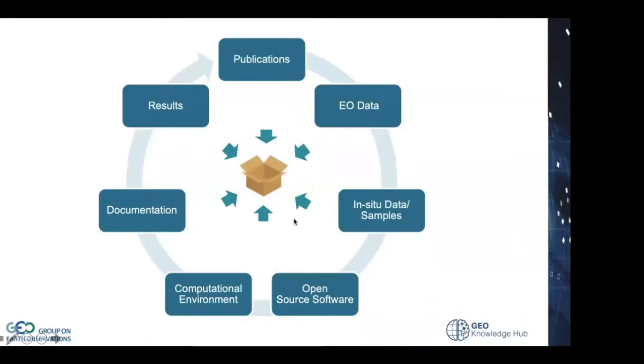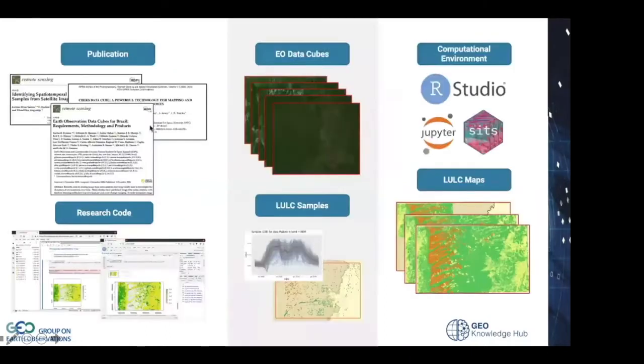In the GEO Knowledge Hub, all the components of an Earth observation application are represented by a knowledge package. The knowledge package contains all the essential elements of the application necessary for its reproducibility or replicability. In the case of our application, it has a knowledge base centered on some recent papers published by the team. And in this slide, we highlight the components of the application, which were documented and structured in the GEO Knowledge Hub as a knowledge package.